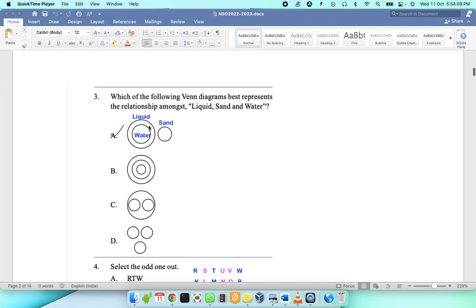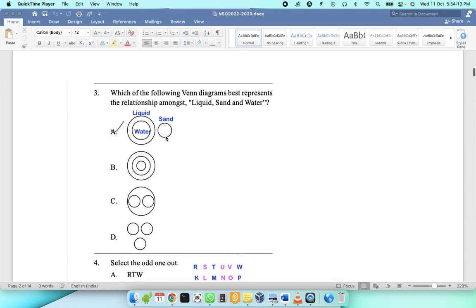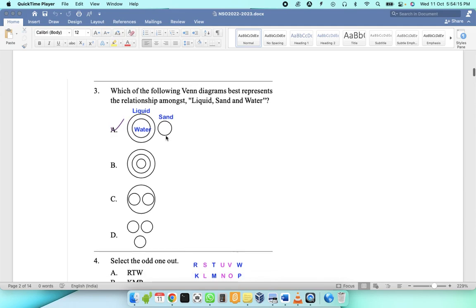As water is a liquid, it best goes inside the liquid circle. As sand is a solid, it will stay separately.